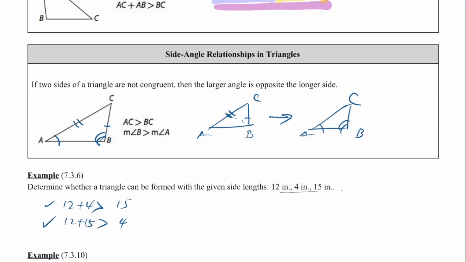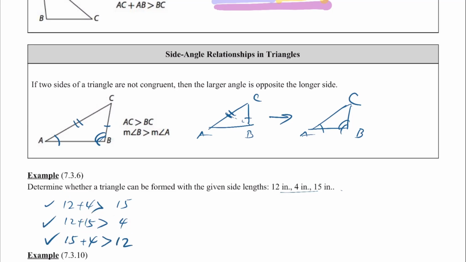How about the other one? 15 greater than 12? Of course it is. The fact that you have to add 4 doesn't really matter. So the only thing that you have to really check, to be completely honest with you, is adding the two small numbers. Are the two small numbers bigger than the longest one? If you have the longer one there, it's already bigger than either one, so it will always be true.